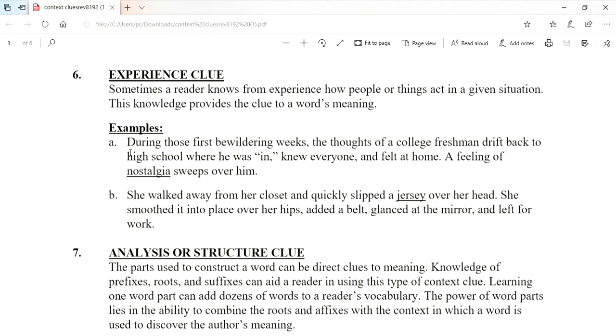Now you're looking at this to tell the meaning of nostalgia. It says during those first bewildering weeks, so the weeks were bewildering. Look at the whole thing. The thoughts of a college freshman drift back to high school where he was in and knew everybody. But now he's a freshman in college, and the weeks are bewildering, confusing. Let's assume we know the word bewildering means confusing. He's trying to acclimatize, to adapt or adjust to the system.